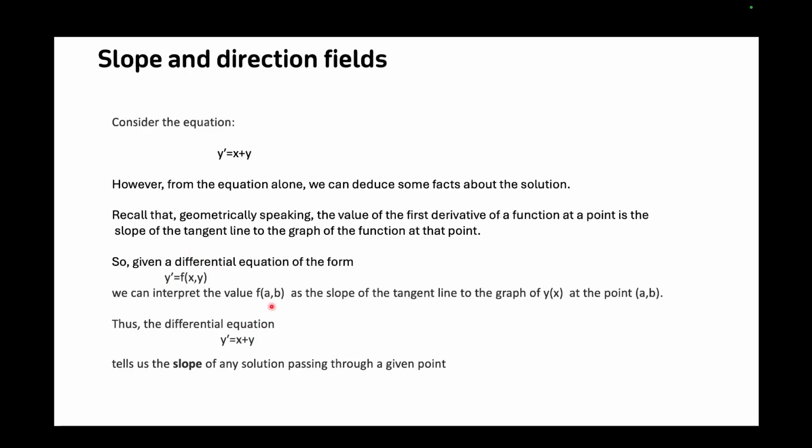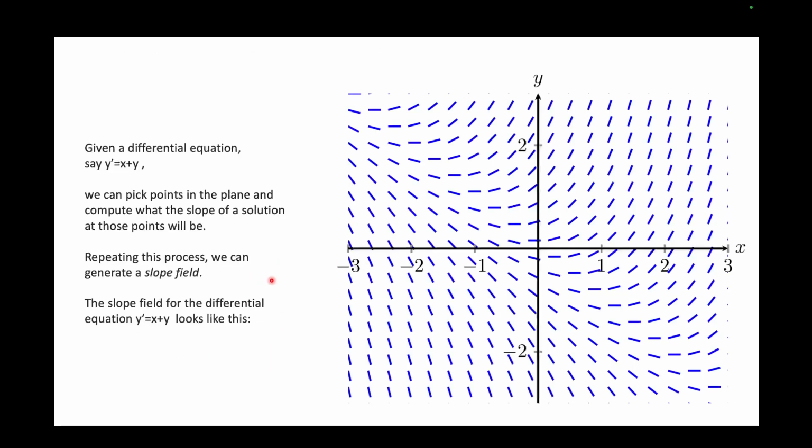Now you can interpret the value of f(a, b), where a and b are two values, a point in the space of x, y, as the slope of the tangent line to the graph of your function at the point (a, b). So this will tell you the slope of any solution passing through a given point. If this is your differential equation, y dash equals x plus y, you can pick random points in the plane and compute the slope.